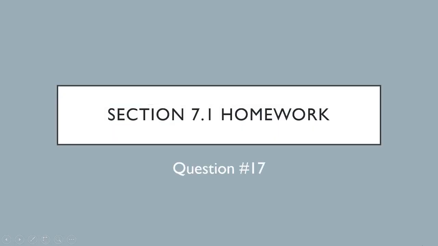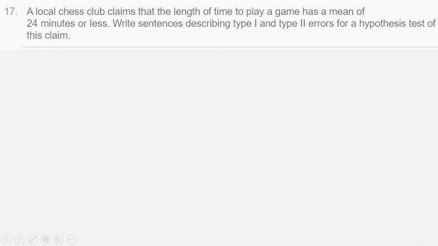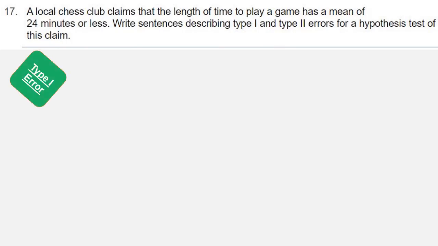We're looking at homework from section 7.1. This is question number 17. A local chess club claims that the length of time to play a game has a mean of 24 minutes or less. Write sentences describing type 1 and type 2 errors for a hypothesis test of this claim.